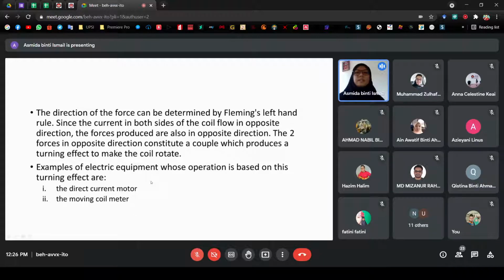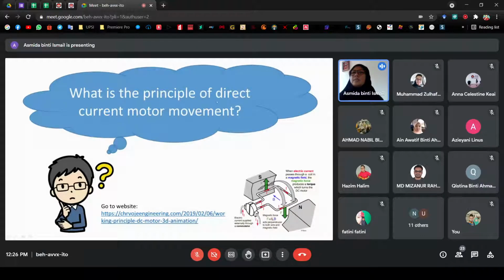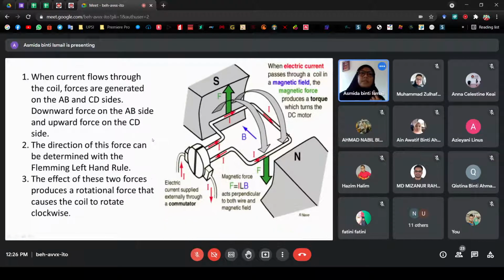The example of electric equipment operation based on this turning effect is the direct current motor, you use this in the motor, and the moving coil meter. This is the principle of the direct current motor movement. This is how your motor works, macam mana motor tu bekerja. It uses this principle. When the current flows through the coil, now you have a coil or a rod.